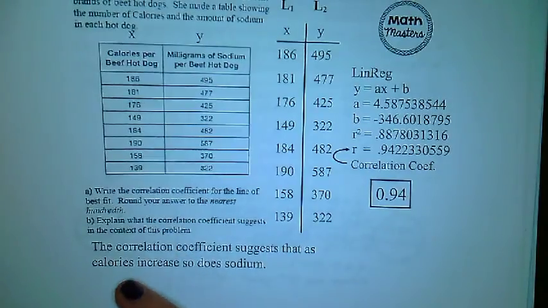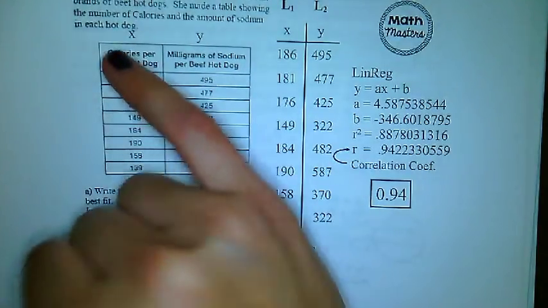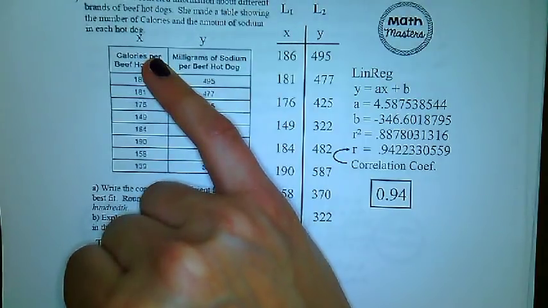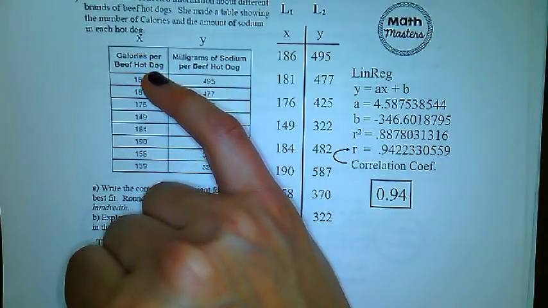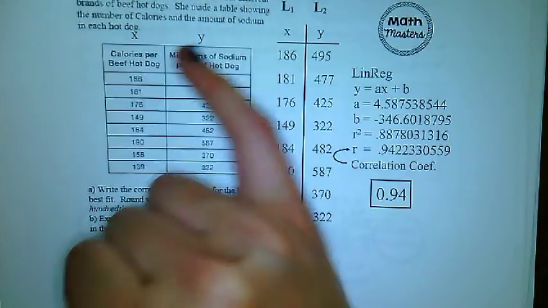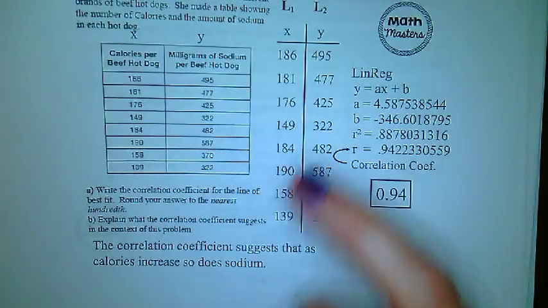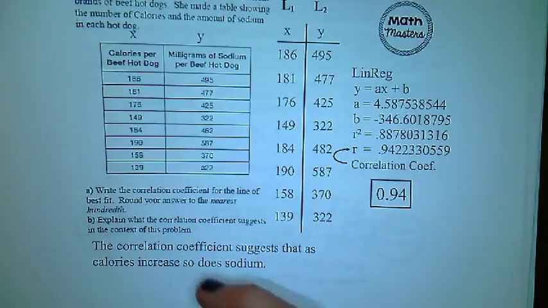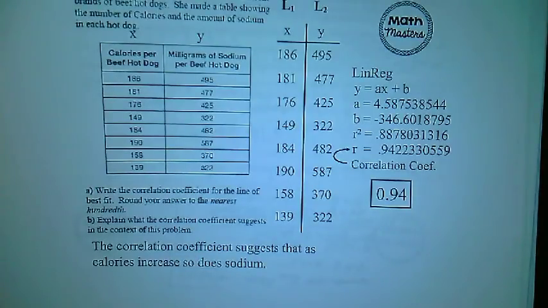Now you have to say it in this order because the sodium relies on the calories. So this would be your X and this would be your Y. So make sure that you write the correlation coefficient suggests that as the calories increase, so does the sodium. Not as the sodium increases, so does the calories, because that's not dependent on each other. It's the other way around.